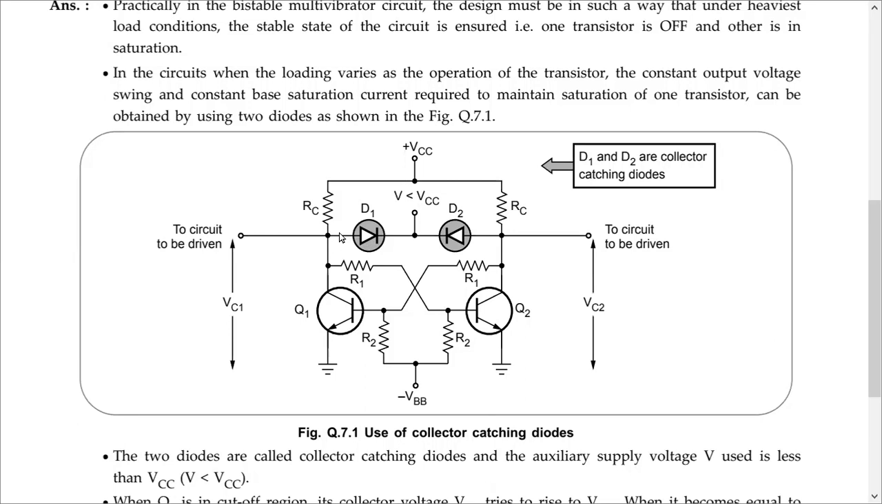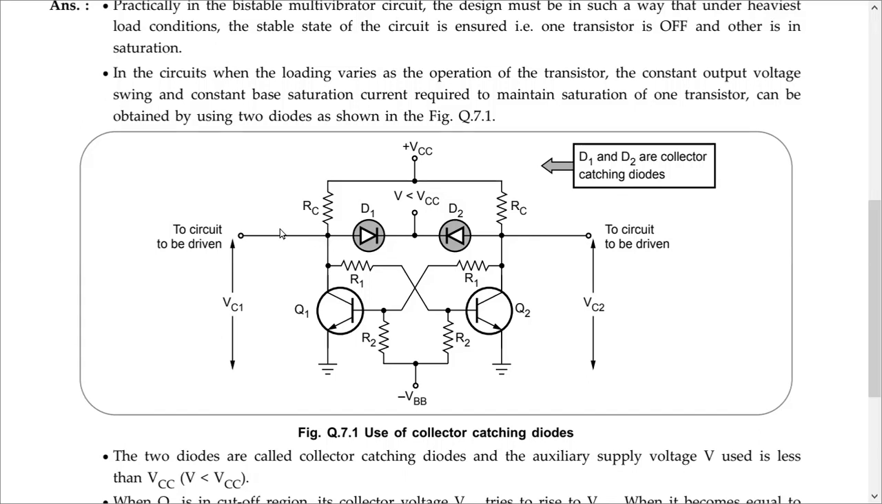Diode D1 turns on means this point is directly connected here. So the voltage we get now will be V. So the voltage will not exceed V. And when Q1 is off and Q2 is on, the voltage will be V.